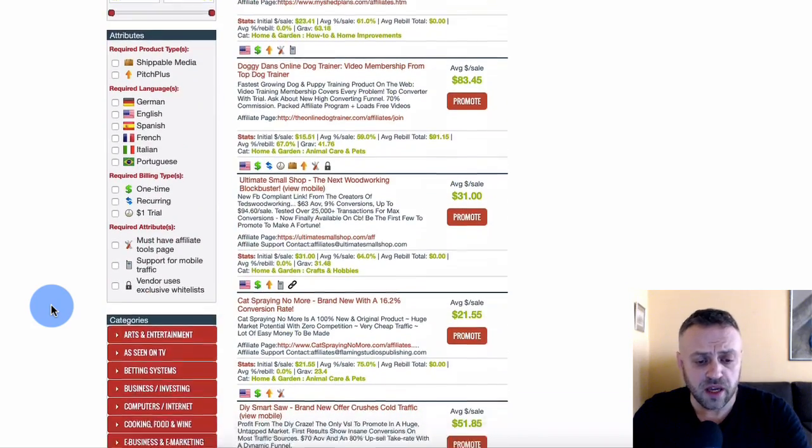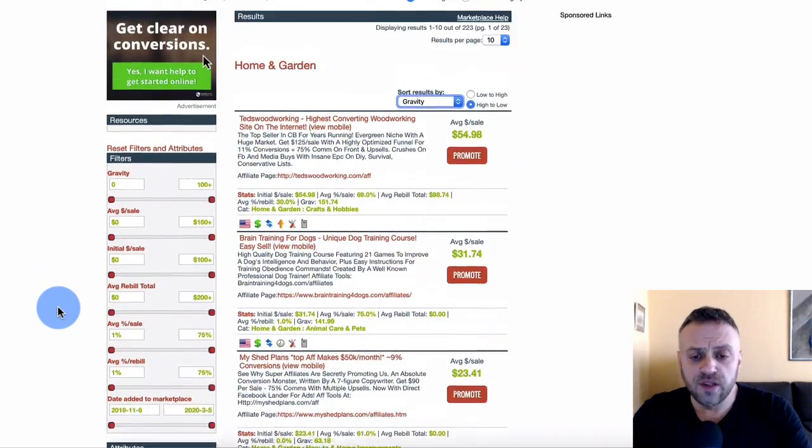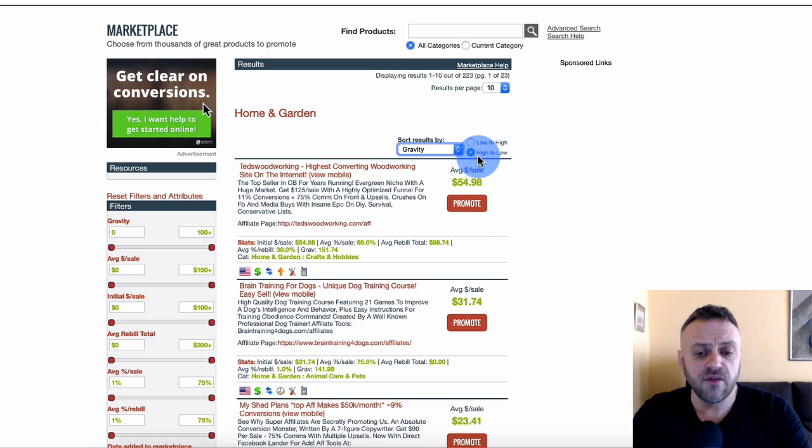And so you're going to be looking at a lot of these categories. When you sort by gravity from high to low, you're going to see that the highest gravity in some categories could be like 1 or 0 or like 10 or 20. You want to avoid those kinds of categories. So that is very, very important.